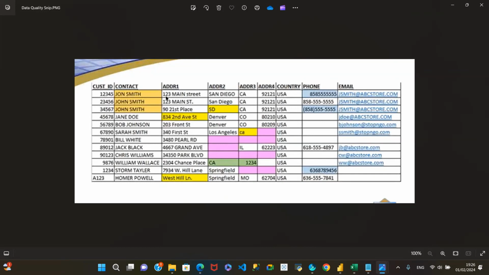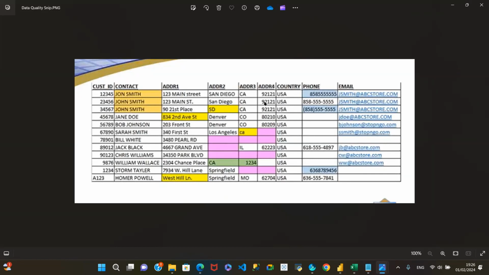The first address is spelled as proper street, and the next address is ST, and then the third address is completely different. And then address 2, the San Diego there: full capital letters for the first, upper and lower case for the second, and the abbreviation SD for the third. That is a huge data quality issue.